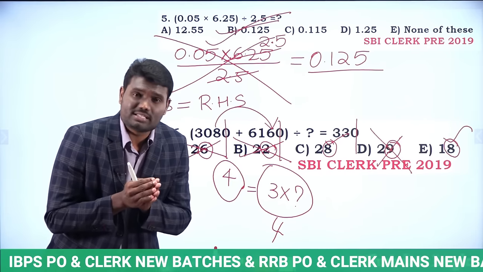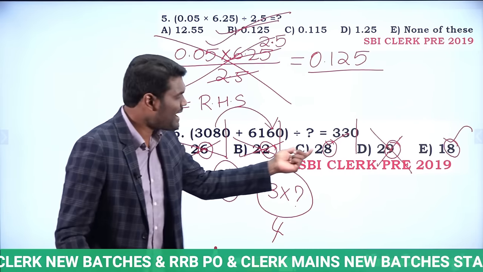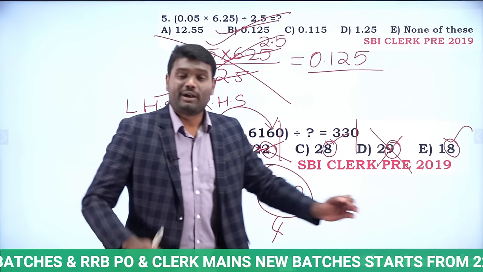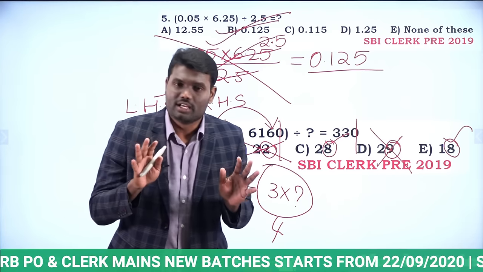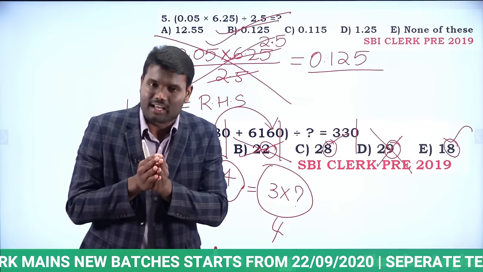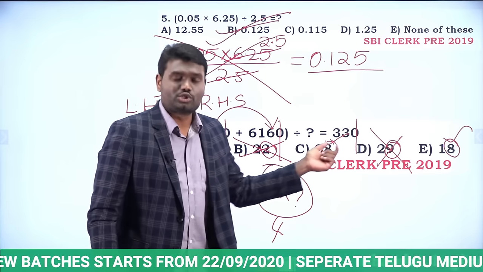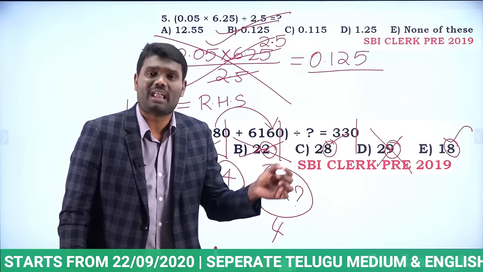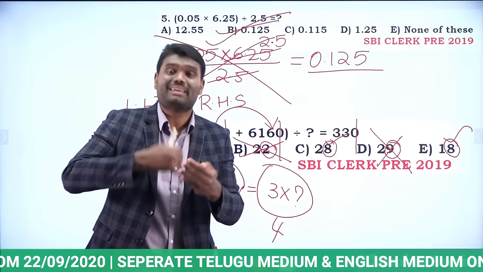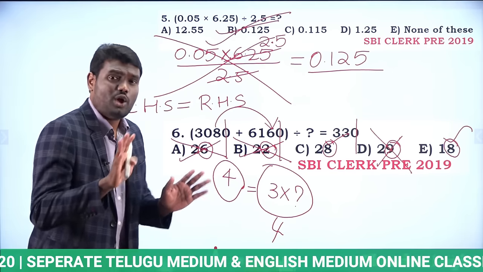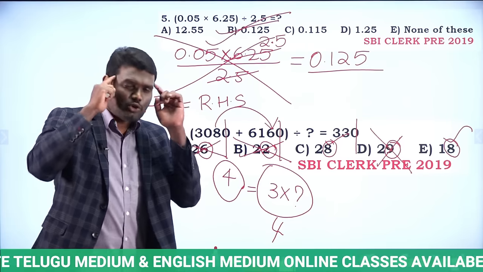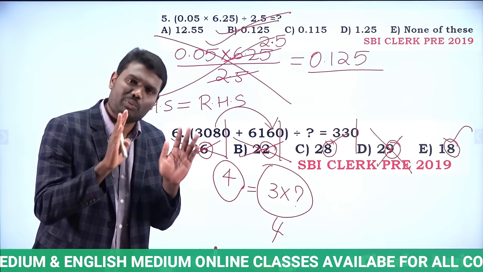Now many of the students get confused here, whether to mark 28 or 18. But truly speaking, you need not be worried. Always you need to be smart. If you are getting two options with the same last digit, try to go with some other calculation. If you observe here, don't try to do the calculation. Just use your common sense. Your common sense will give you an answer.